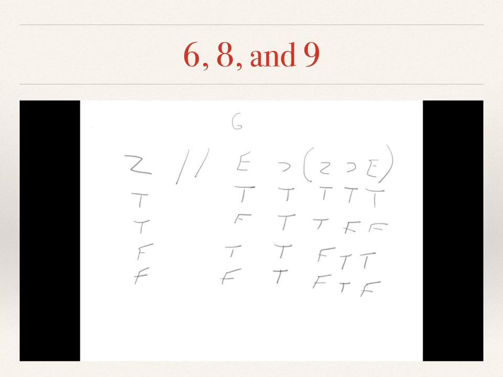So let's move on to number 8 now. Number 8 has 2 premises and a conclusion. The first premise is C if and only if D. The second premise is E or not D. And the conclusion is E implies C. So we have 3 different variables, which means we'll have 8 lines.